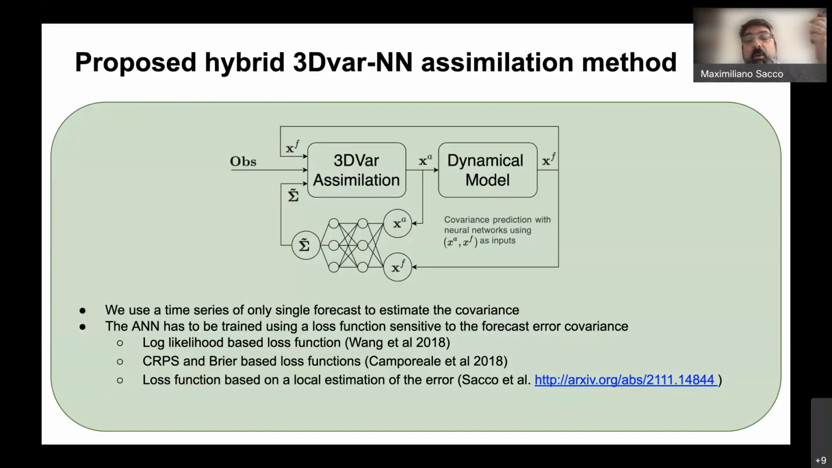Then we need to use a loss function that is sensitive to the forecast error. For example, one approach uses a loss function based on observation likelihood, assuming a Gaussian distribution, while another relies on the CRPS and the ignorance score. We are going to use a loss function based on a local error estimate, in a kind of semi-supervised training, in 3 different ways.